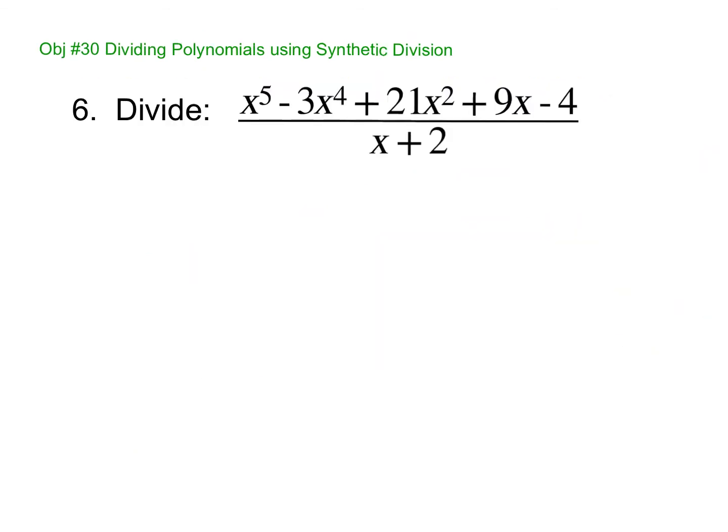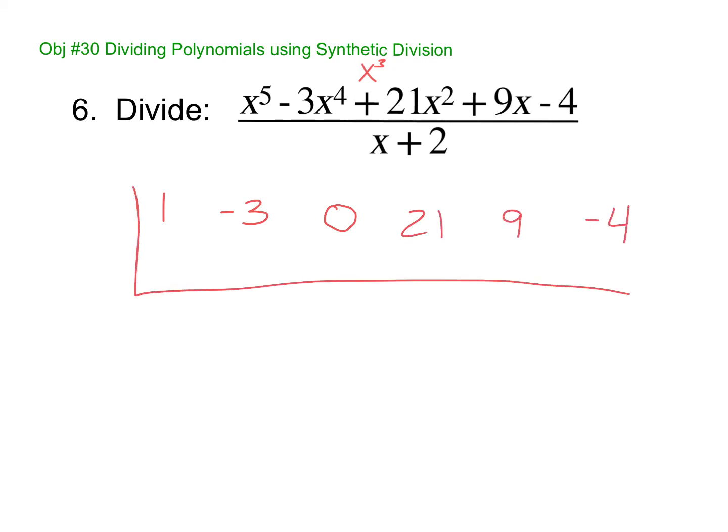All right. Pause and try it on your own. So we've got 1, -3. Uh-oh. We're missing our x cubed. So after the -3, we need to put a 0, 21, 9, and then -4. And then we have our -2 on the outside.